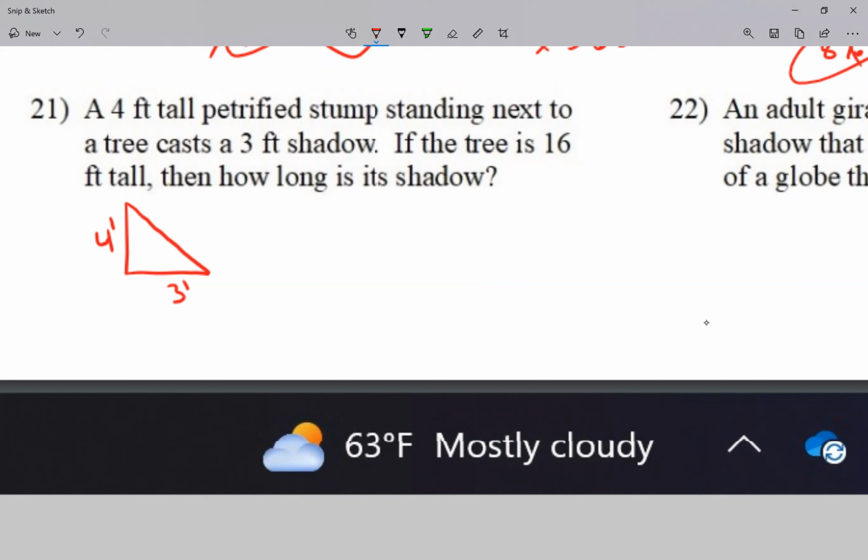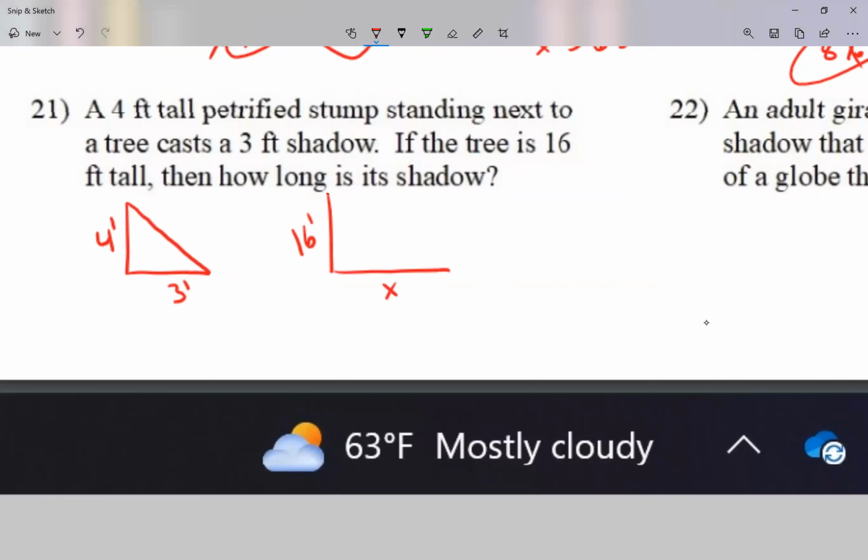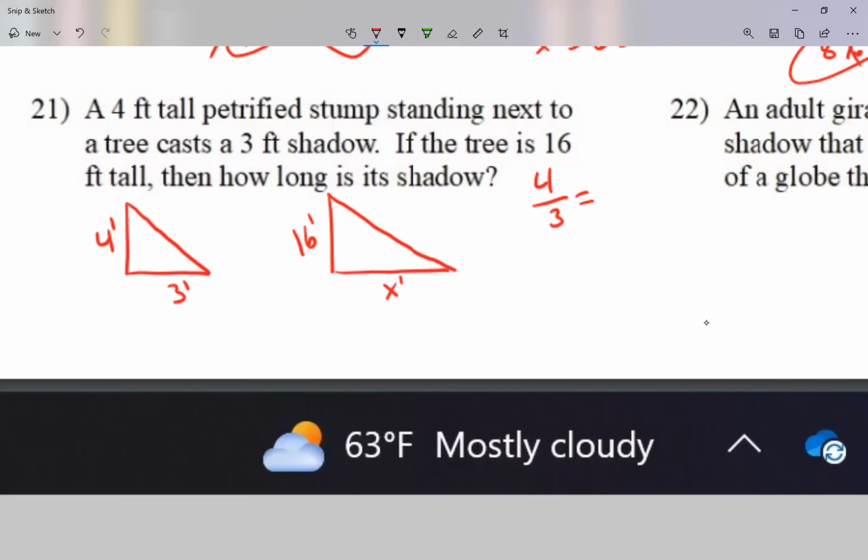Now there is a tree that is 16 feet tall. Then how long is the shadow? So we have a tree here that is 16 feet tall, and the shadow I'm going to say is X, because I don't know. Based on the small triangle, my 4 and my 3, let me make a fraction: 4 feet over 3 feet.